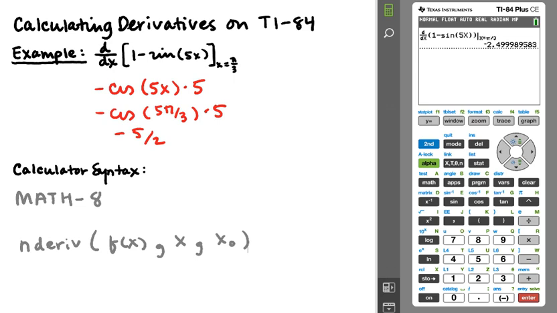I would type in, okay, it'd be nDeriv. I would put in 1 minus the sine of 5x. I would put a comma. I would put an x. And then I would put a pi divided by 3. And then you would get the exact same thing. That's the syntax if you don't have the nice TI-84 new software.